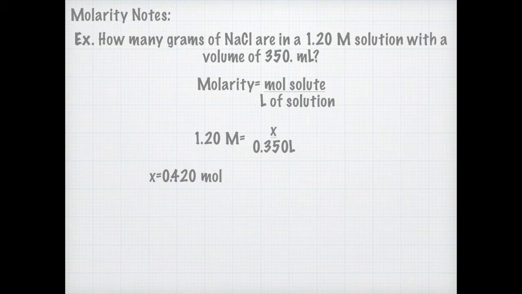So I need to go from moles and convert into grams, which you know how to do. You're going to put moles on bottom, grams up top. On top, because it's grams per mole, you're going to put the molar mass of sodium chloride, which is 58.44, and I'm going to put 1 in front of moles. So I take 0.420, multiply that by 58.44, and what I get is 24.5 grams.